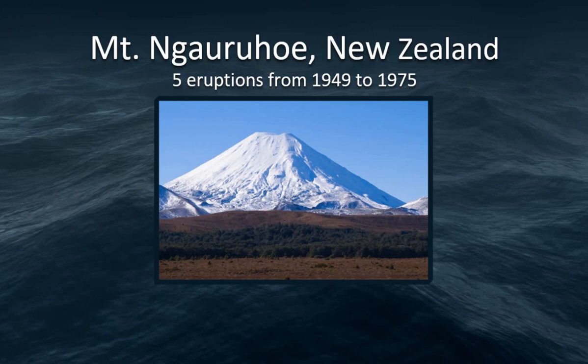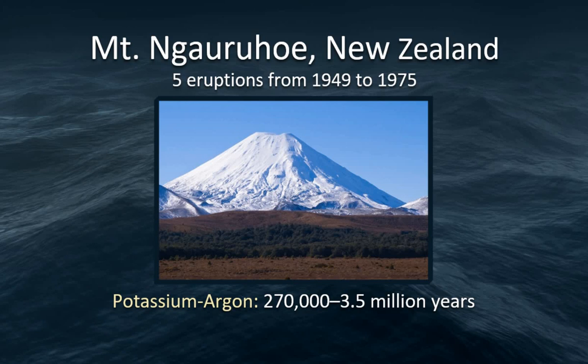So Dr. Andrew Snelling collected samples from this eruption and sent them back to a top U.S. lab for dating. He didn't tell the lab where the samples were collected, but he suggested that they could be young, so as to ensure the lab would take extra care in their analysis. They used the potassium-argon method, and what came back, these rocks were 270,000 to 3.5 million years old.